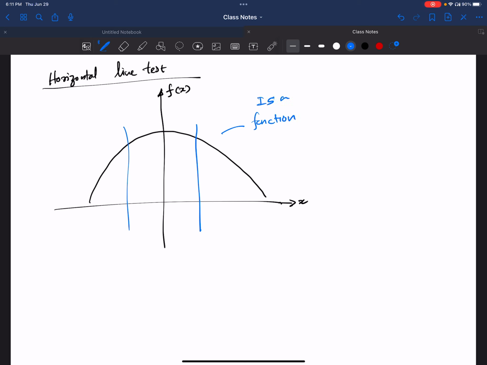But now if you do a horizontal line test, I'm going to draw a horizontal line. That horizontal line intersects the graph at two different locations. That means it's not a one-to-one function.